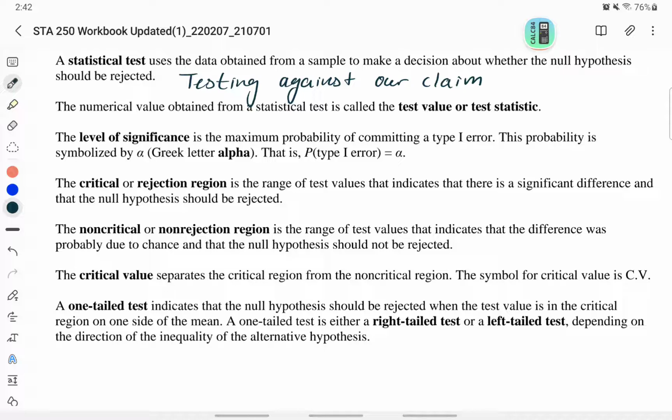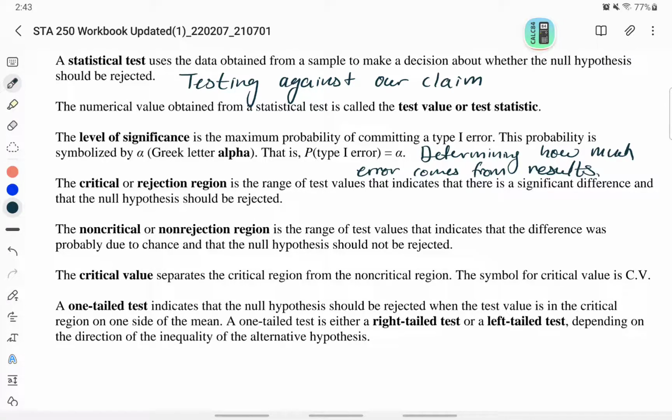The level of significance is the maximum probability of committing a type 1 error. This probability is symbolized by alpha. This symbol means alpha. The probability of type 1 error is alpha. So when we're doing research, we are testing how much error we have from our results. We're trying to see the probability of us committing a type 1 error.